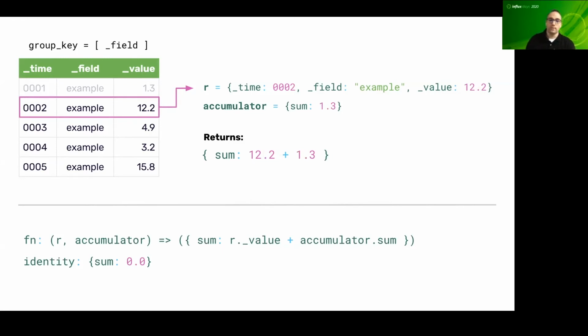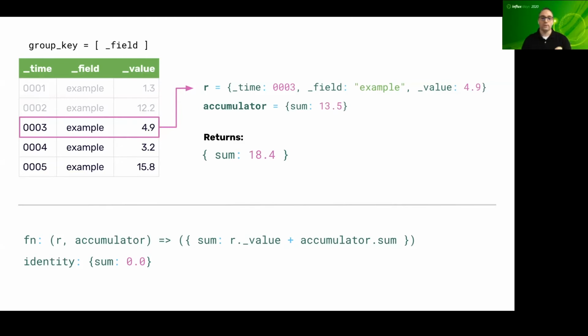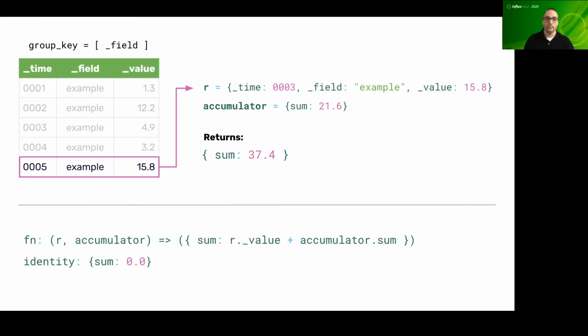So in the next row, I have my sum, I have my value of the current row, which is 12.2, plus the sum that's in my accumulator. So 12.2 plus 1.3, which resolves to 13.5. And that gets passed in as the accumulator in the next row iteration, which returns a new record, which then gets passed in as the accumulator to the next row iteration until it finishes iterating through the entire table.